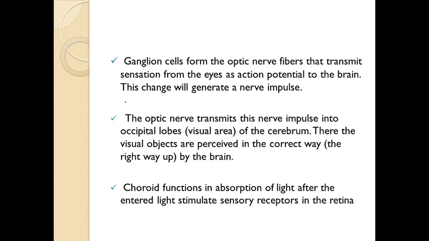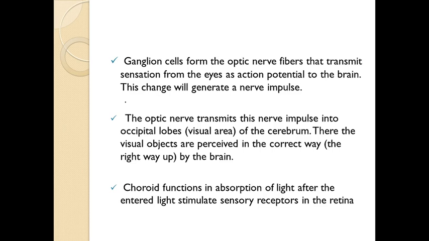So ganglion cells together form the optic nerve fibers that form the optic nerve, and the impulse, the action potential generated, is transmitted to the brain as a nerve impulse regarding that particular object. Then the optic nerve transmits the nerve impulse to the occipital lobes. Actually, in the visual area in the occipital lobes of the cerebrum, the visual objects are perceived in the correct way. That means the upside down inverted image created by the retina is erected and perceived in the correct way by the visual area of the occipital lobes of the brain.